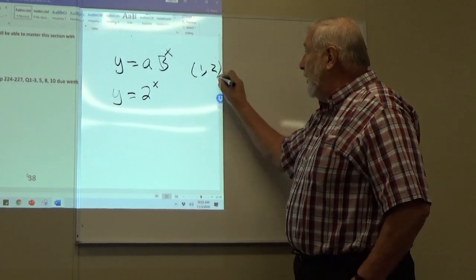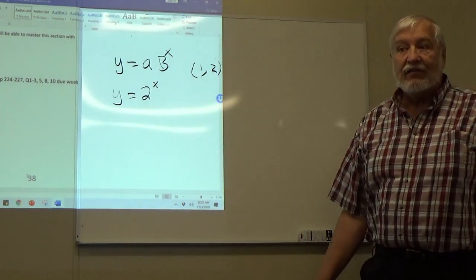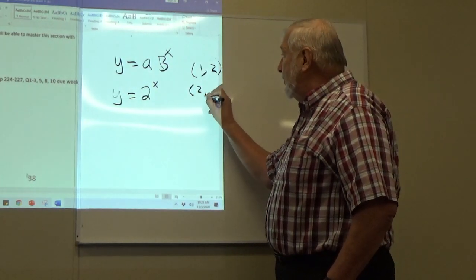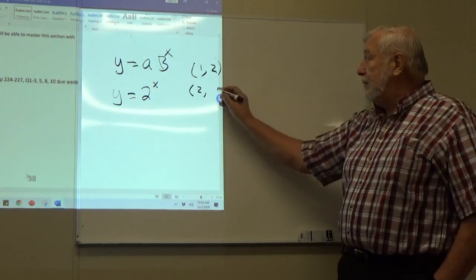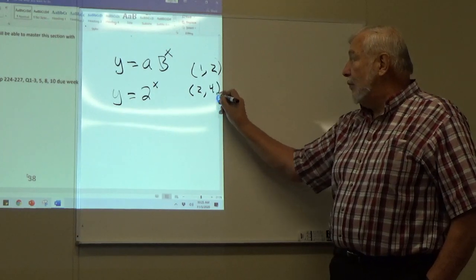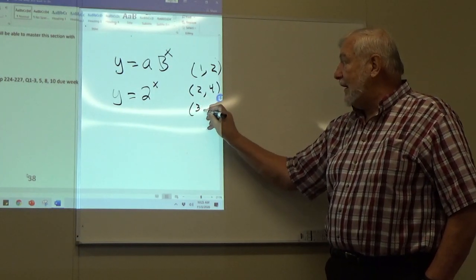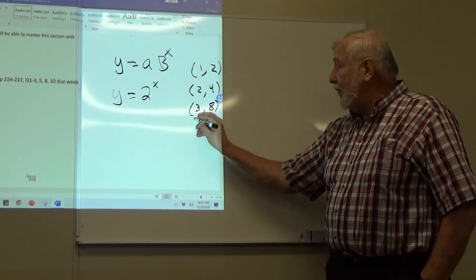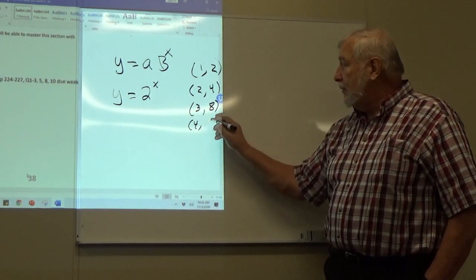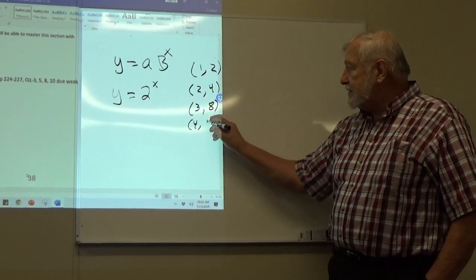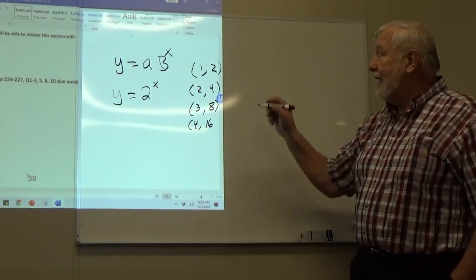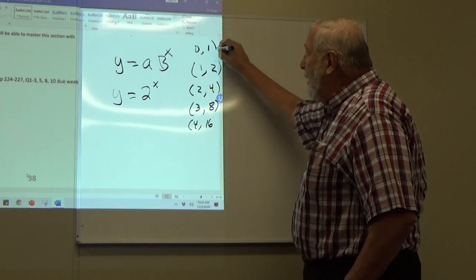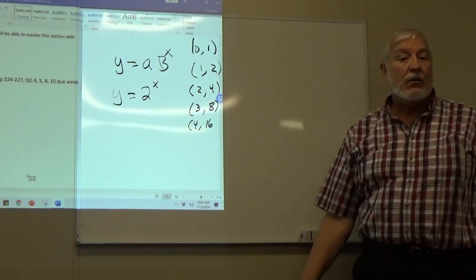So (1, 2) is a point on the graph. What happens when x is 2? The answer is 4. It's 2 to the second power, which is 4. When x is 3, you have 2 to the third power, which is 8. And when x is 4, you have 16. Now, when x is 0, you have 1, because any number to the 0 power is 1.